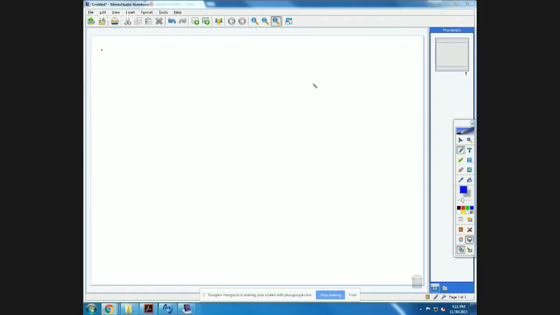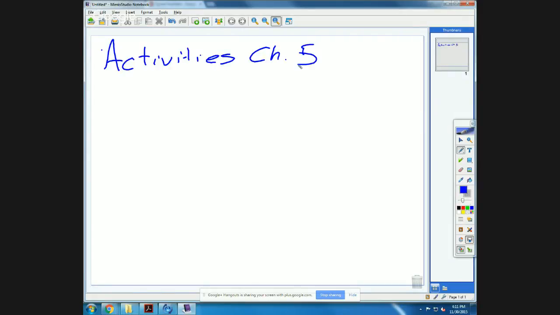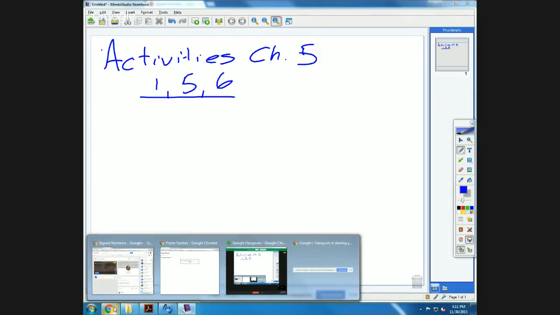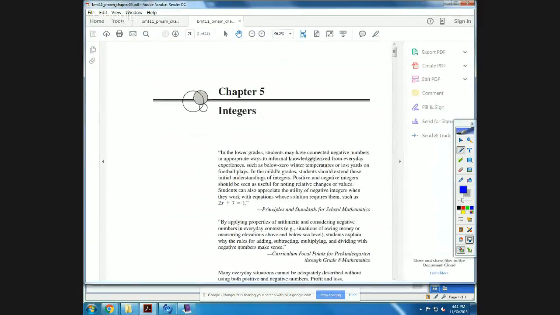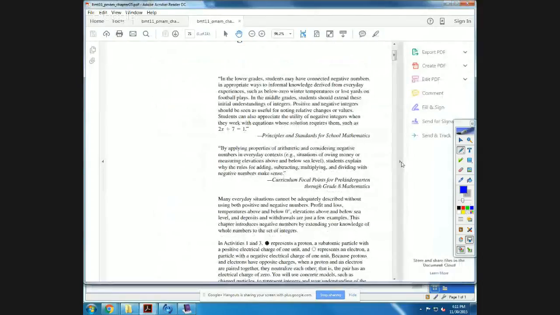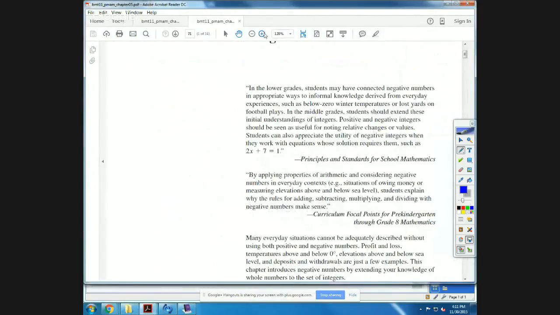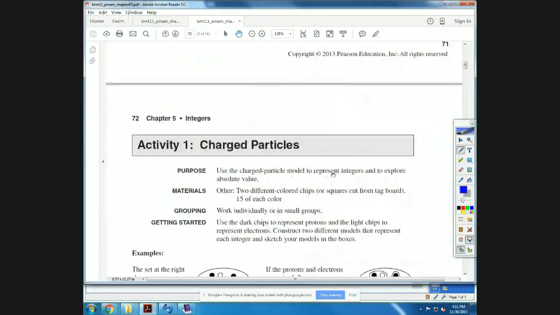All right, so for activities in chapter 5, we're going to do 1, 5, and 6, and we're going to get some of that done right now. So we're going to jump into activity 1. Let me get that loaded on the screen.